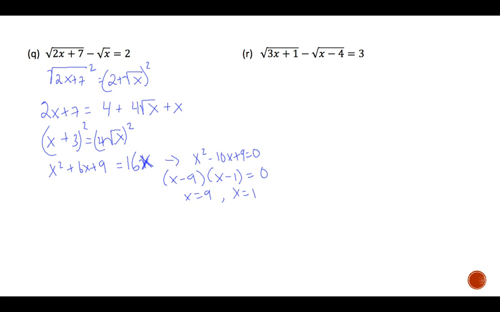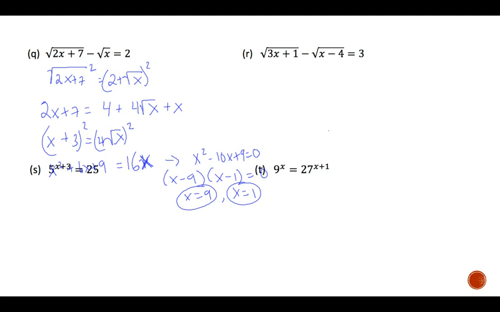What should we do? We should probably just check it, right? So 18 and 7 is 25, so that's 5 minus 3. That works. You plug in 1. You get 9 here, right? 2 plus 7 is 9. So 3 minus 1 is 2. That works as well.